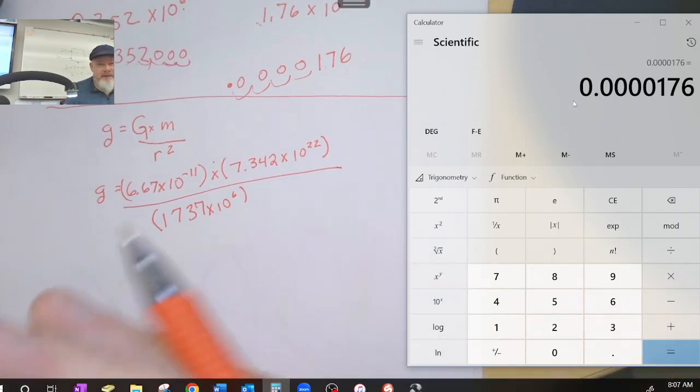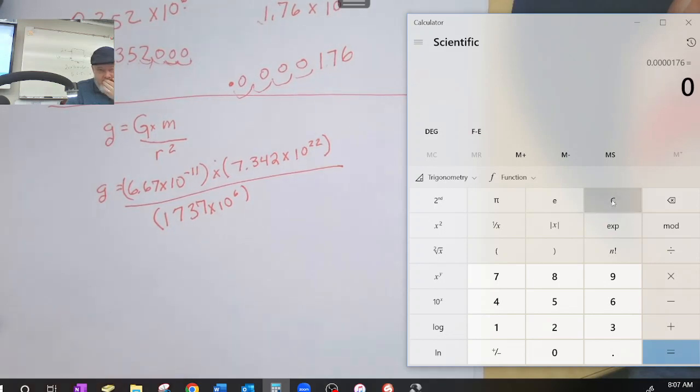Now, this is just math. How are we going to do this? Now, these exponents kind of make it a little tricky if you're not good at math. This is why, once again, I suggest you do this on your computer.